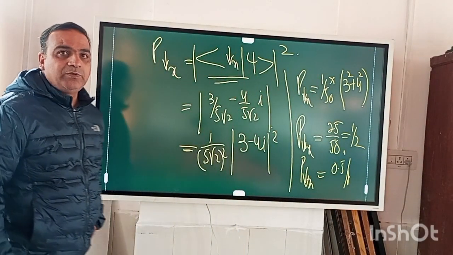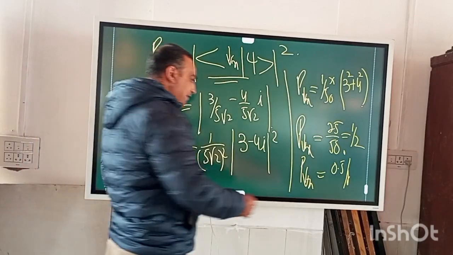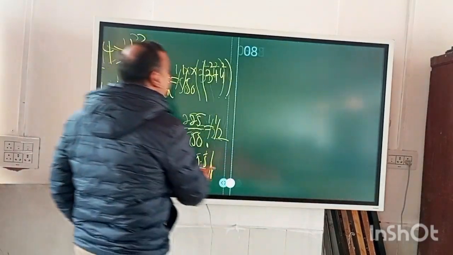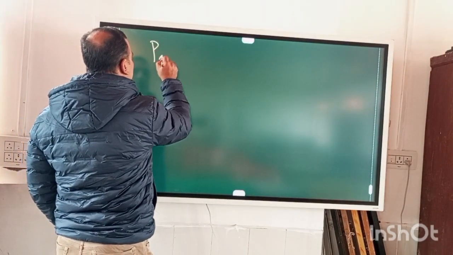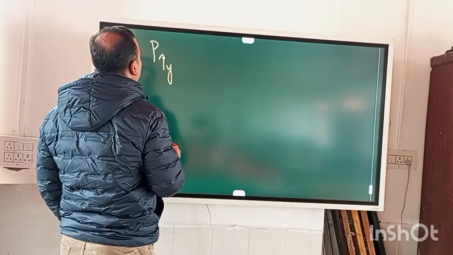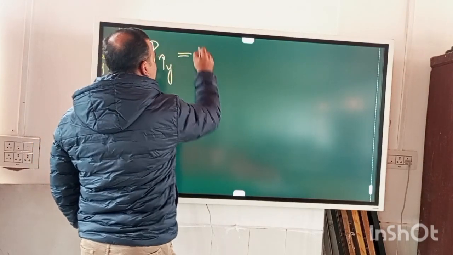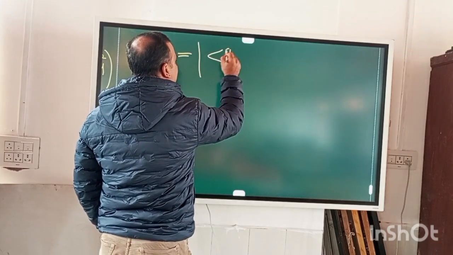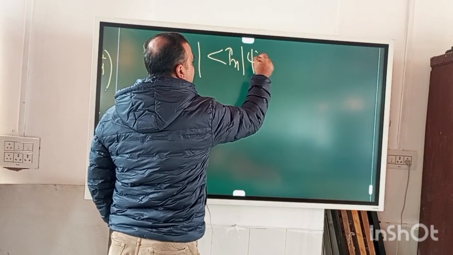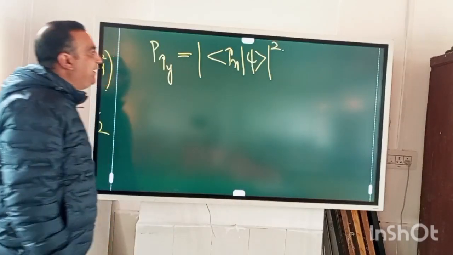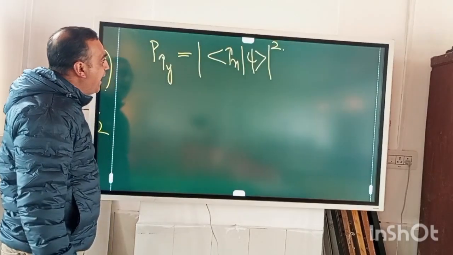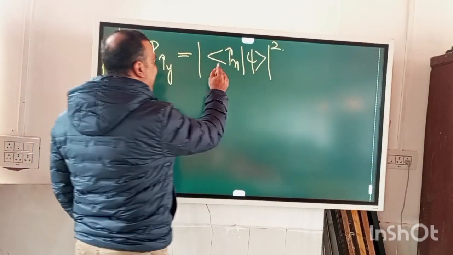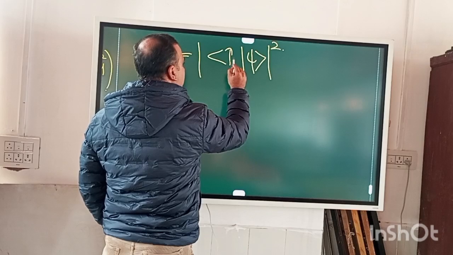Now let's take this problem to a component along y. I would like to calculate the probability of getting spin up along y. So for that I have P of spin up along y. If I have to calculate this, it will certainly be the inner product of spin up and psi, whole square. This will give me the measurement of the probability of having spin up along y. So here it has to be y.